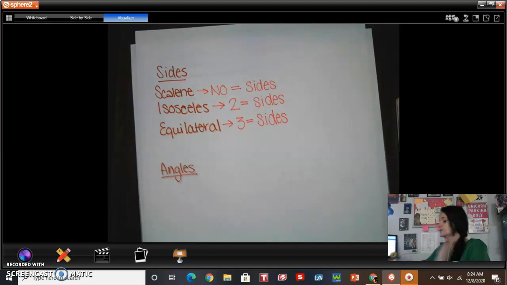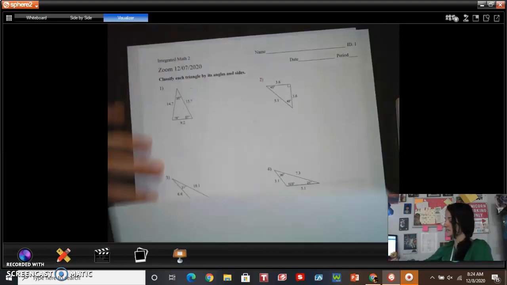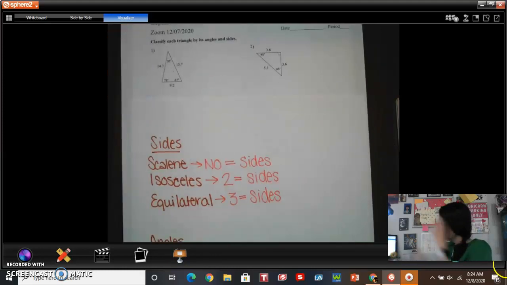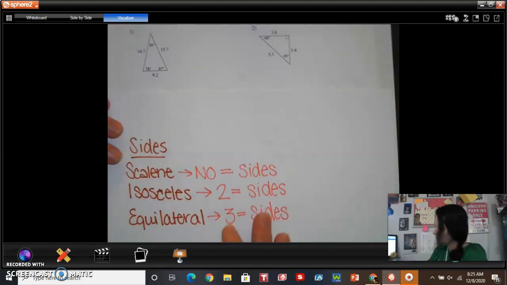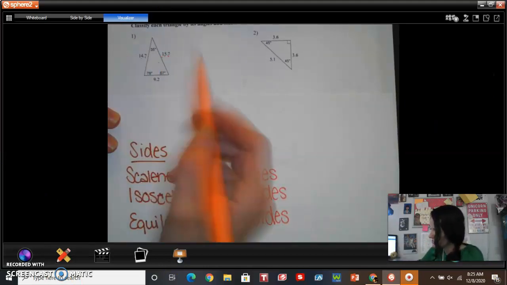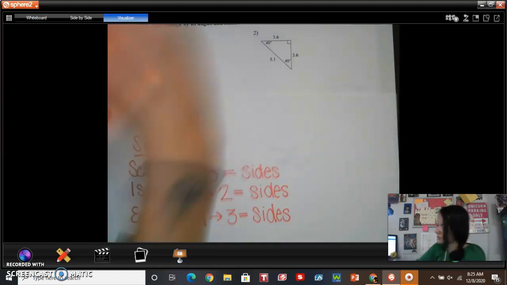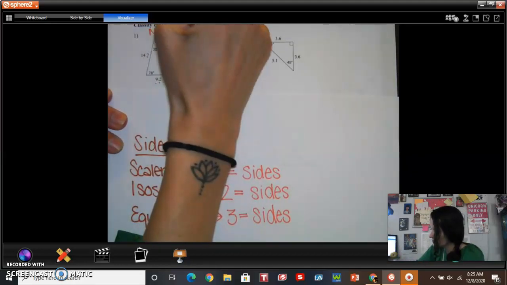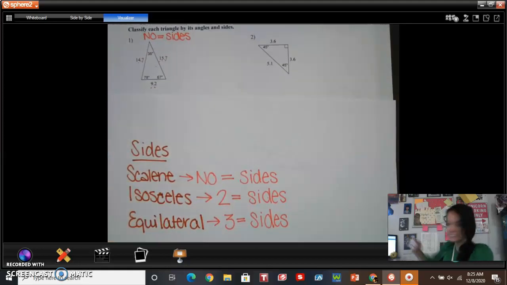So let's go ahead and go through these first 10 and classify it by its sides. Okay, so we're talking about our side classifications. So I'm going to leave that right there for us to go over them. So if I'm looking at number 1 here, I have 14.7, 15.7, and 9.2. So are any of those the same? Nope, there are no equal sides. So I want to say, all right, what does it mean for there to be no equal sides? That means it's scalene.